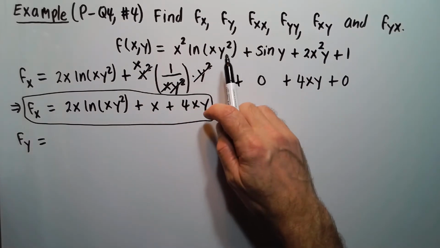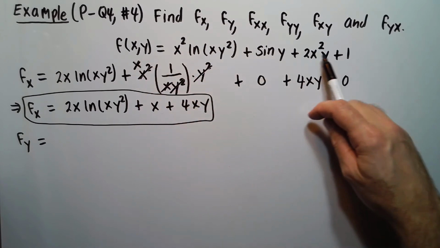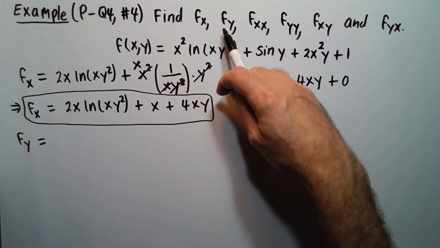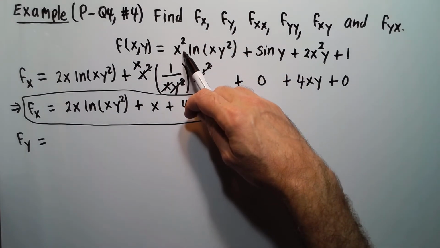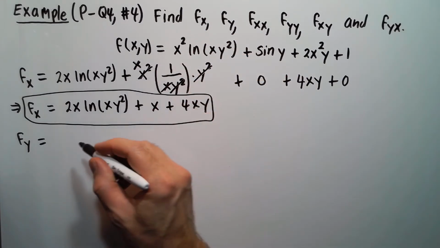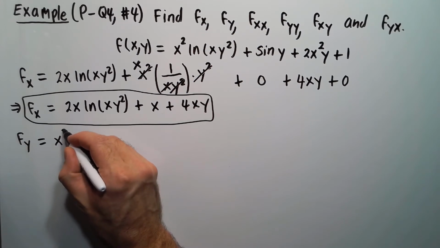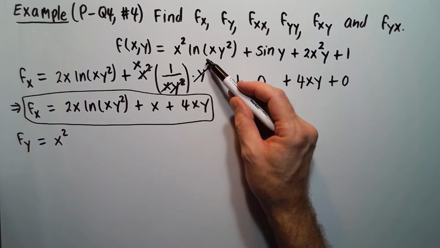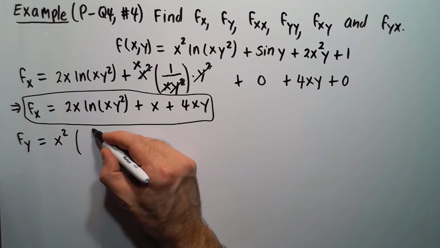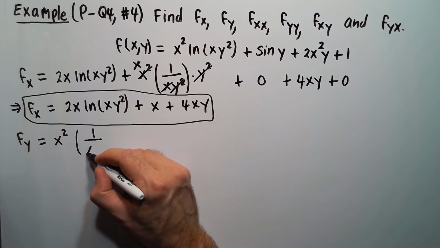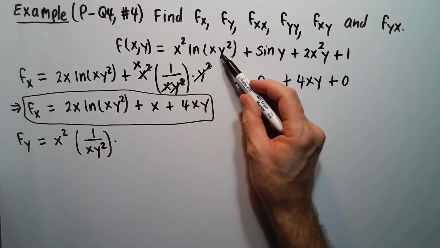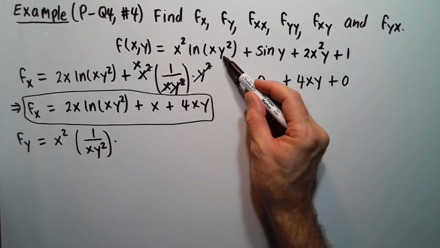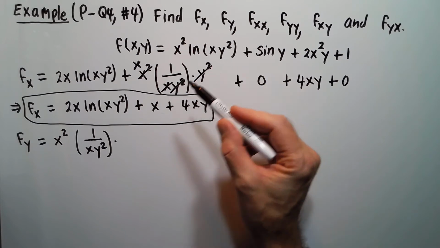Now fy, so we're looking at our f up here. Looking at the first guy, it's not going to require a product rule because you have an x squared, there's no y there. So it's just going to be x squared. Derivative of ln, so it'll be 1 over this times derivative of the inside with respect to y now. So the derivative of y squared would be 2y, so it'll be 2xy then here.